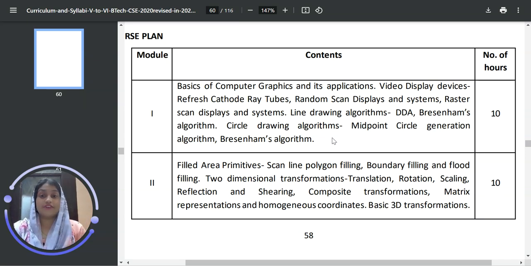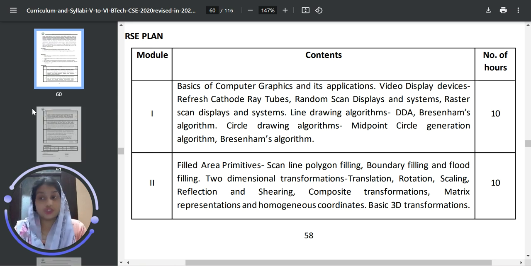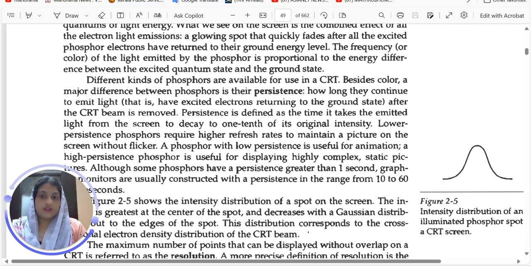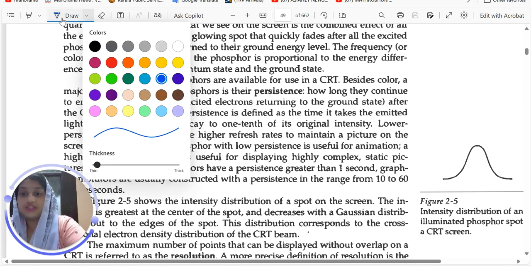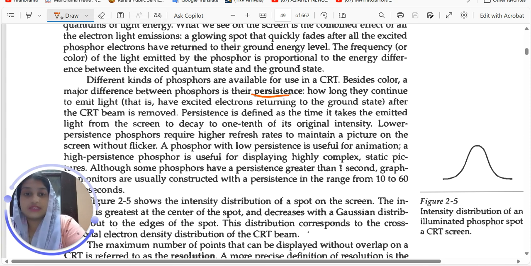So this is Computer Graphics and Image Processing Series, Module 1, Part 3. In the previous video, we discussed refresh cathode ray tubes. Apart from that, we missed out some definitions in the previous video. Moving on, first we have to study what persistence is. Our first definition is persistence.